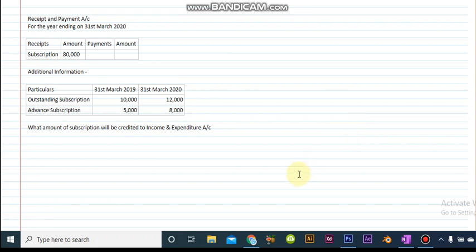Hello friends, welcome to the new session of income and expenditure account. In this class, we will do another question on income and expenditure account regarding the adjustment of subscription.